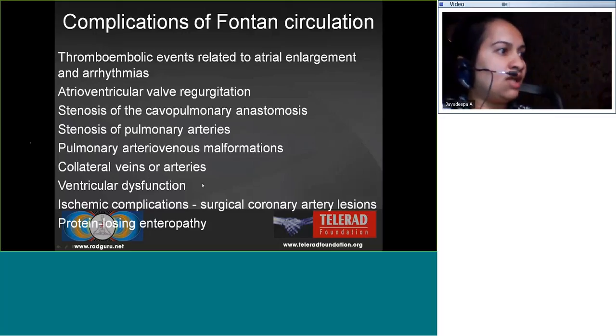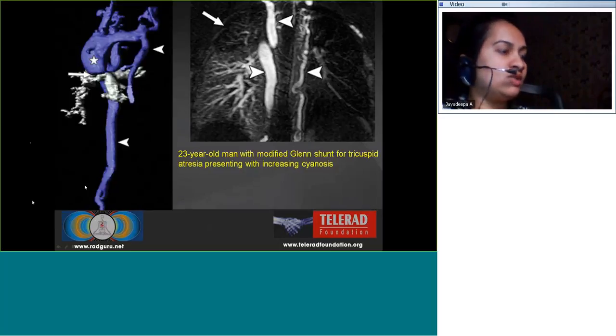And long term, there can be ventricular dysfunction, ischemic complications due to surgical coronary artery lesions, and patients can also develop protein losing enteropathy. Here's a 23-year-old man with modified Glenn done for tricuspid atresia. What we see here is a markedly narrowed, stenosed right pulmonary artery at the site of anastomosis. The SVC is markedly dilated, and to provide collateral blood flow, the hemiazygous and azygous system of venous channels have opened up.